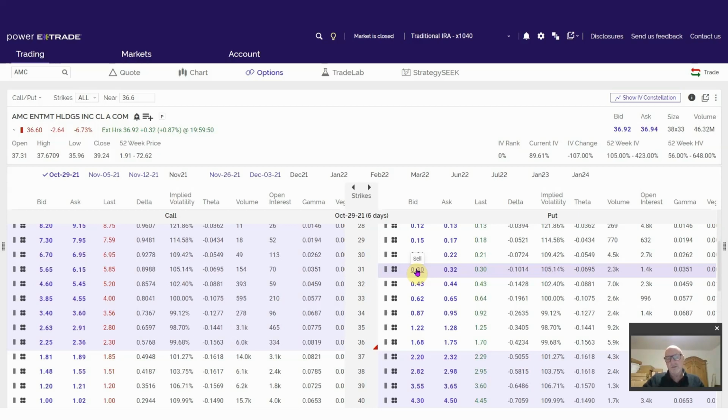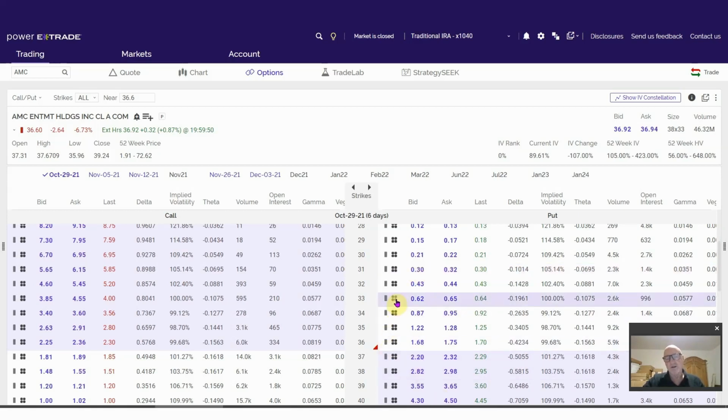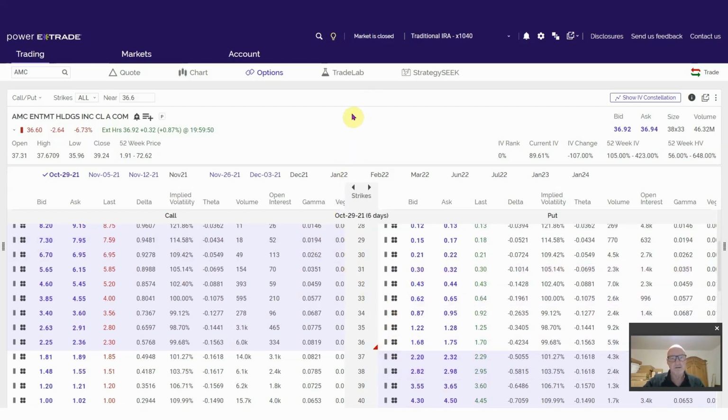Okay, so I think it's important while I have the options chain up here to talk about risk. There's always risk. The stock can go against you. It can go bankrupt. It can do all kinds of things. So what are your risks on AMC? If you sell this 31 strike put for one week out at 30 cents.